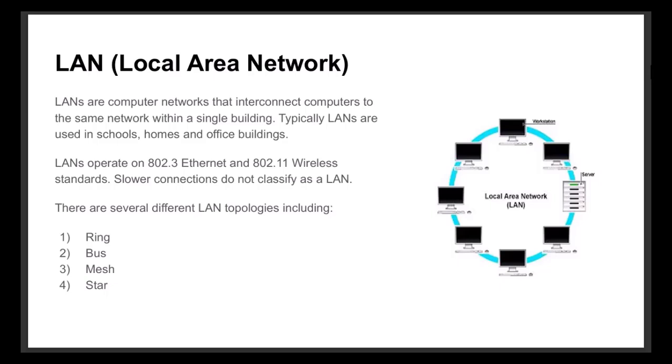There are several different LAN topologies or structures that you can see, including ring, where all of the devices will connect to each other in a circular pattern, a bus topology, where all of our devices will connect to one single network cable, a mesh network, where all of the devices connect to each other, and a star topology, where you will have one central location for your devices such as servers and switches, and all of the other devices within the network will connect to it.